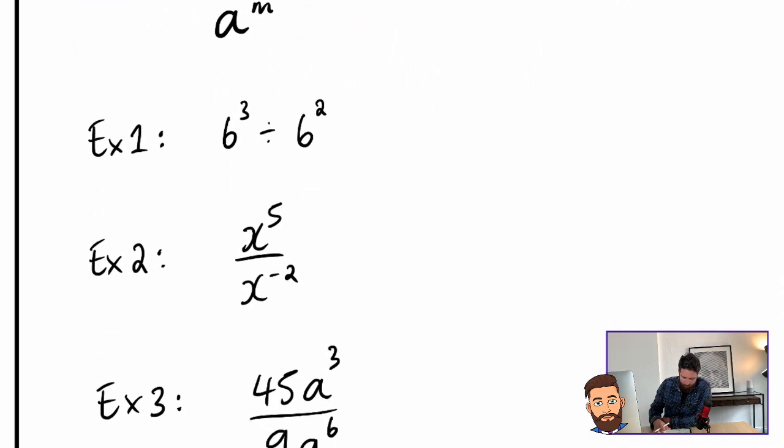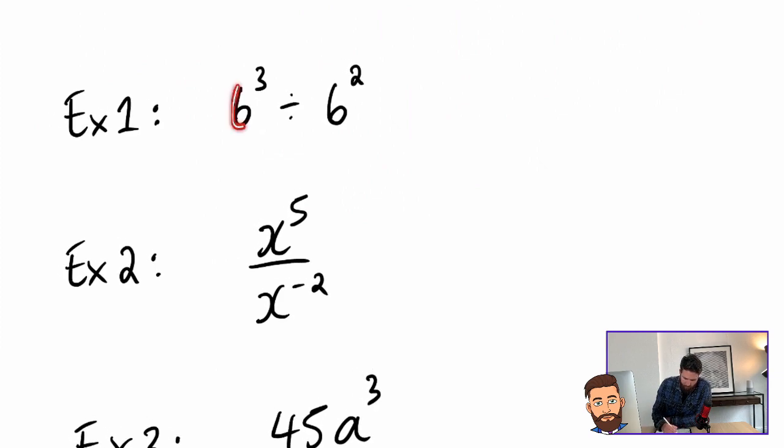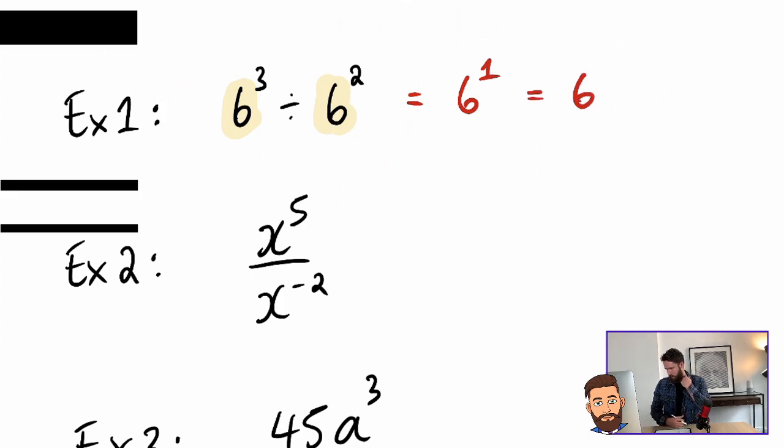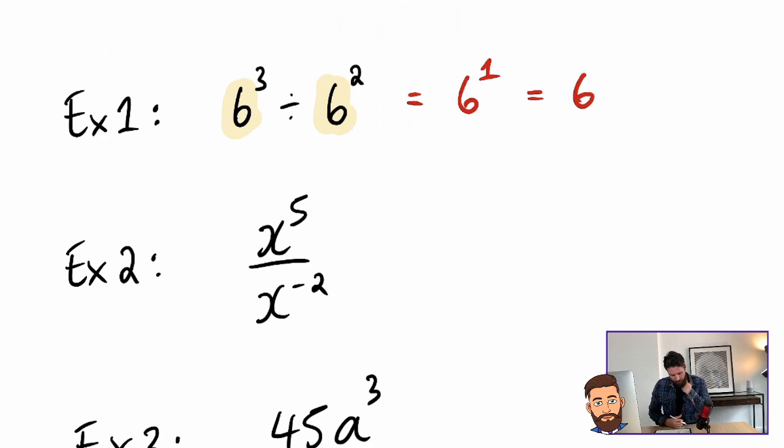So example 1, 6 cubed divided by 6 squared. Well, do they share the same base? Yes, they do. They both have 6 as the base. So when you have the same base and you're dividing, you simply subtract the powers. So we just get 6, the base stays the same, and then 3 minus 2 is 1. And remember, another way to write 6 to the power 1 is simply 6 without a power. So very basic example there.